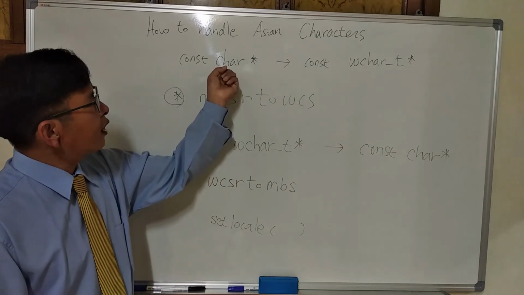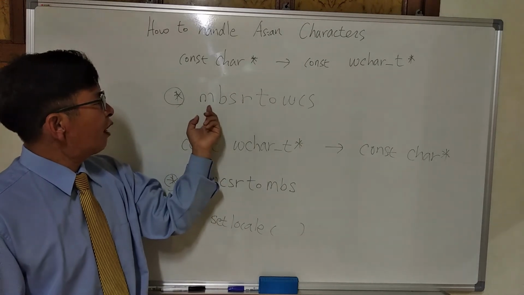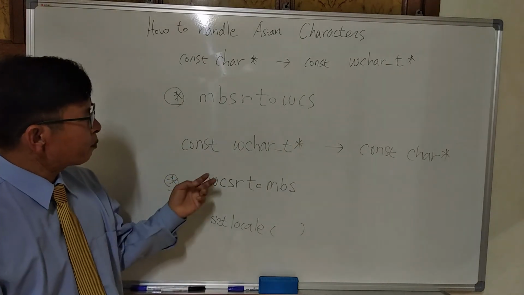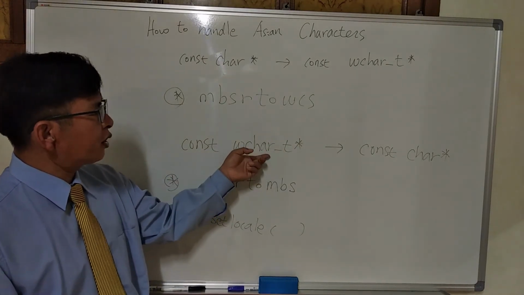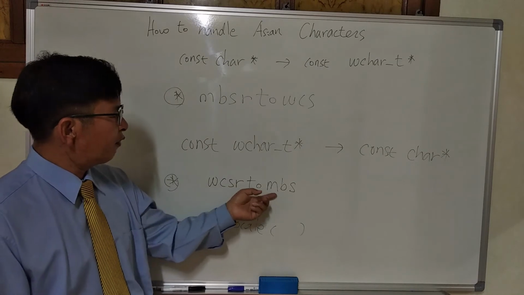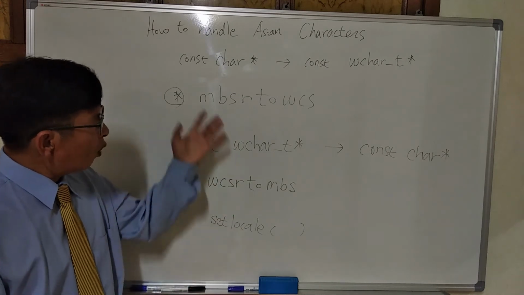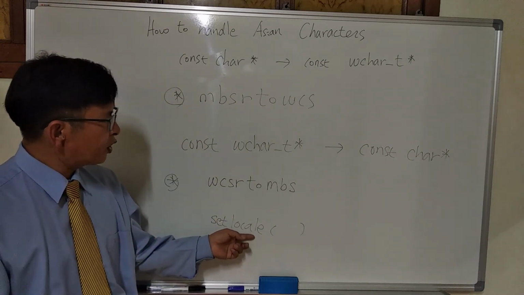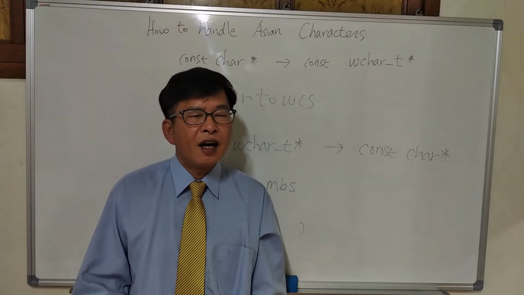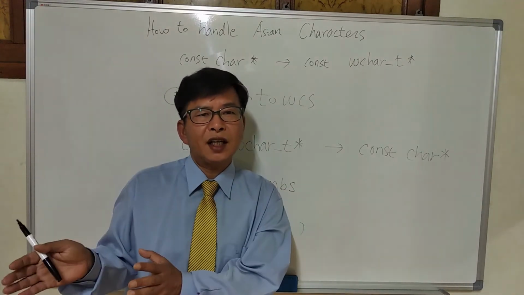To convert a multibyte character to a wide character or Unicode character, we need to use mbsrtowcs, multibyte string to wide character string. Also, to convert a wide character or Unicode character to a multibyte character, we need to use wcsrtombs, wide character string to multibyte string. These two functions are complements of each other. We also need to understand the setlocale function. So in this video, I will show you how to convert wide characters to multibyte characters and from multibyte characters to wide characters.